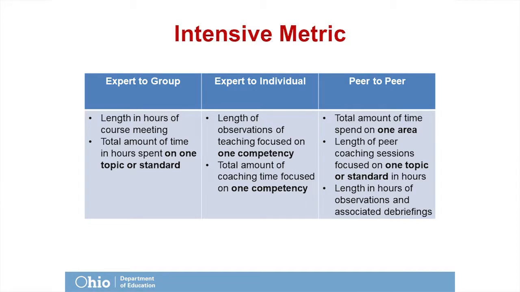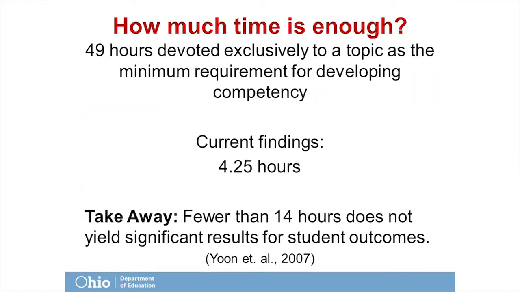So how much time is enough? Check that out. That's what they found in the research. 49 hours. How many of you have heard that? I think is it Outliers where he talks about it takes 10,000 hours to become an expert at anything, which is not what we're expecting here, but certainly the current findings, think about that in relationship to that we're spending 4.25 hours on those competencies right now.